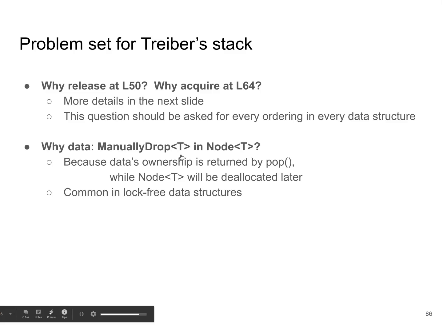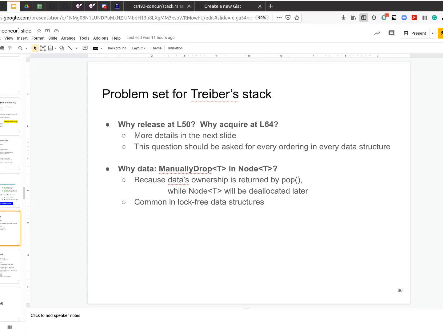So I have a few questions. That is, at line 50 we are using release, and also at line 64 we are using acquire. Why do we do that? That is basically related to the relaxed behaviors and the promising semantics, and why we have to do release and acquire like this. I'm going to explain this by going back to the code here.